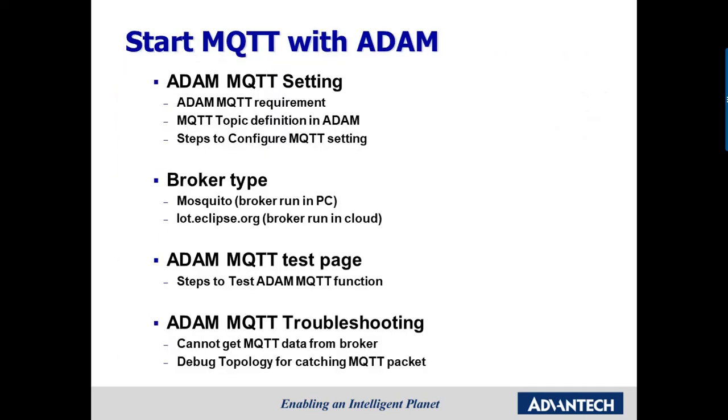With the basic knowledge and understanding of the 3 important MQTT packets, we can start to use the MQTT function with ADAM. Firstly, we will introduce the MQTT setting in ADAM. Here we will talk about the requirements for using ADAM with MQTT, and also the MQTT definition in ADAM. Then, we will introduce 2 broker types for users to experience the MQTT function of ADAM. Besides, we also provide an MQTT test page for users to check whether the MQTT function is working normally with ADAM.